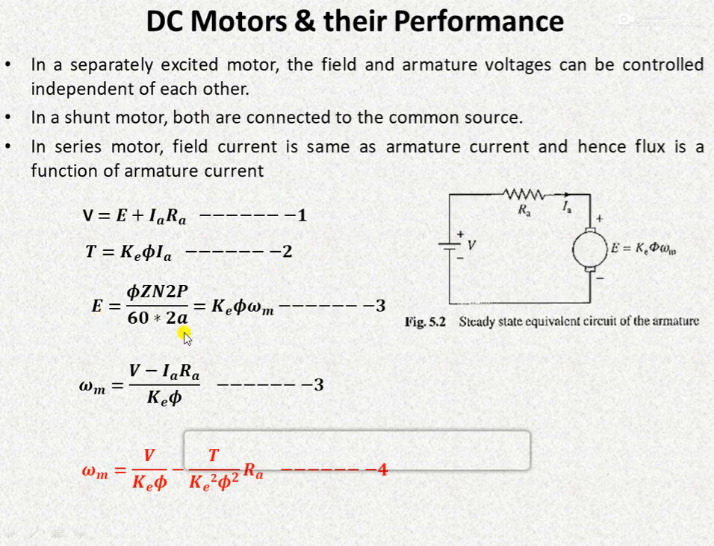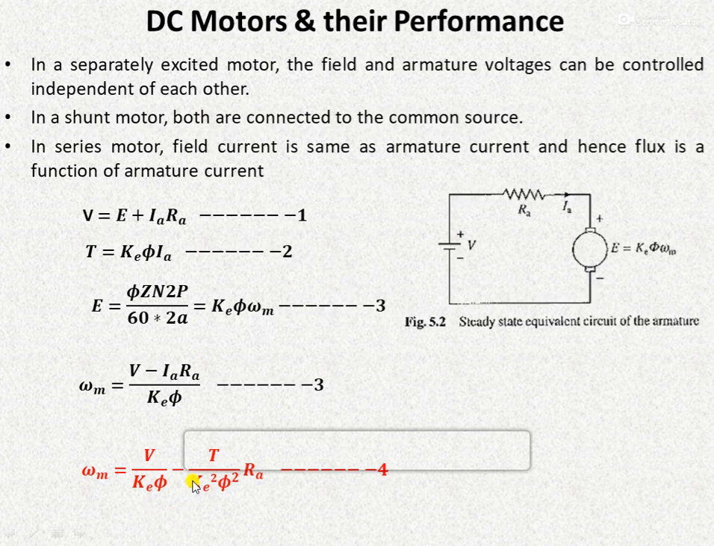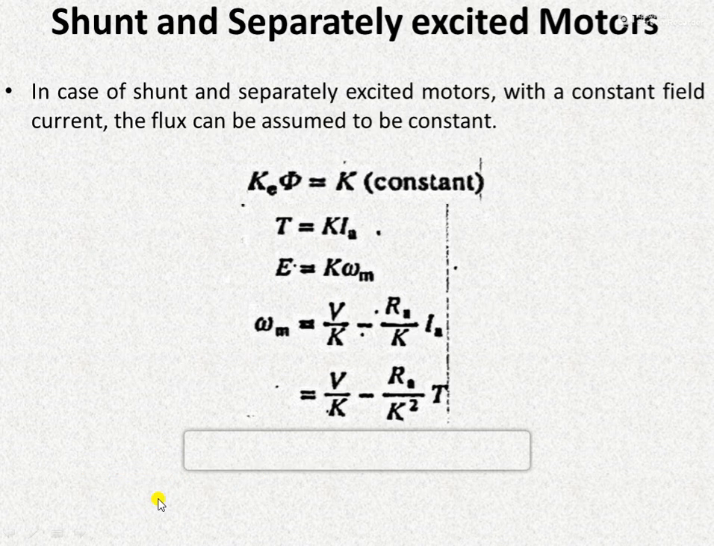Similarly, in the back EMF term, this Ke phi remains constant, so this also can be written as a term K. Hence E can be written as E is equal to K into omega m. Thereafter, in this relation of omega m, instead of Ke phi, we will make the substitution of K. Hence the relation for speed gets modified into the form omega m is equal to V by K minus Ra by K square into T.